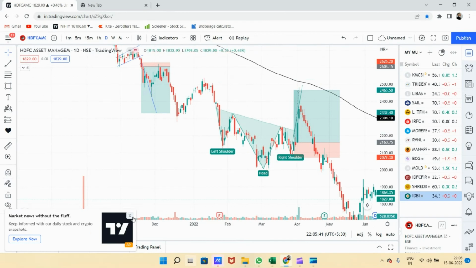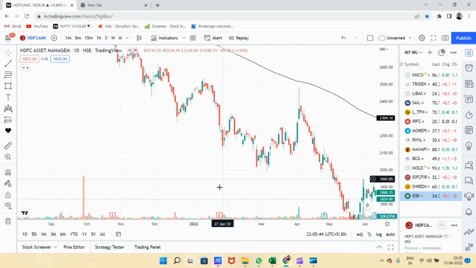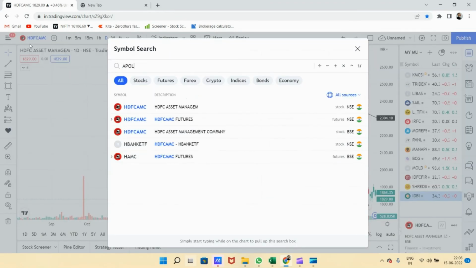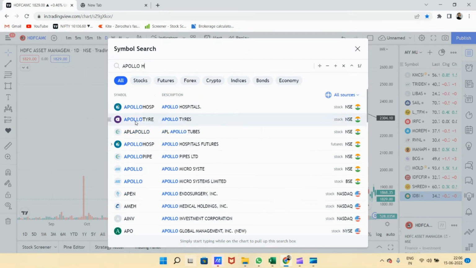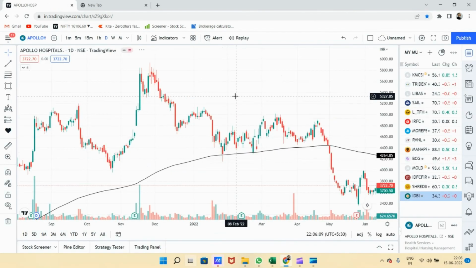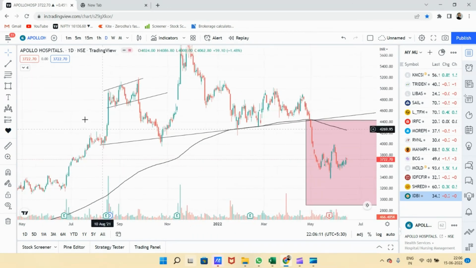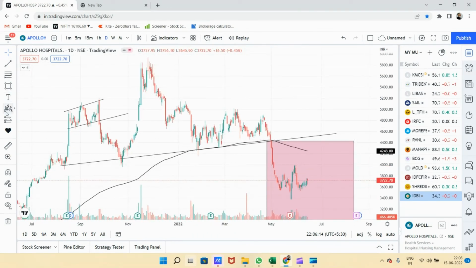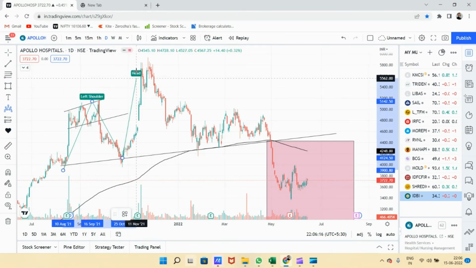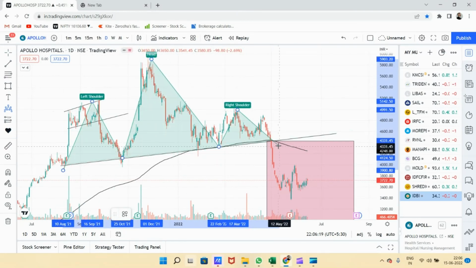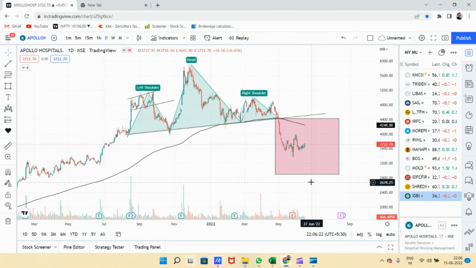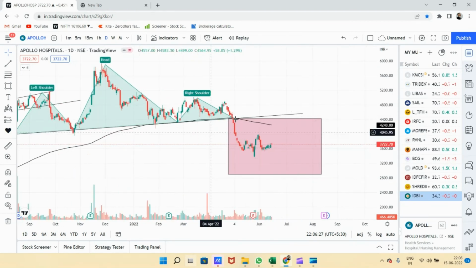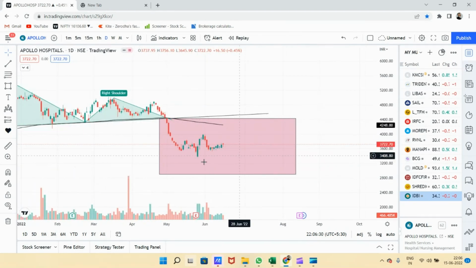So let me see another example where it happened, Apollo Hospital. Here, Apollo Hospital, this is a head and shoulders pattern. As you can see, this is a very big head and shoulders pattern, and the target is 2,800 rupees, still remaining 1,000 points. So let's wait for this to happen. This is a consolidation phase going on and it will surely reach this level.